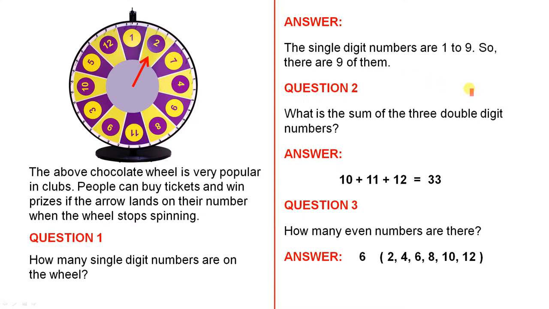Question 2. What is the sum of the 3 double-digit numbers? Now the wheel only goes up to 12. In other words, the double-digit numbers are 10, 11 and 12. So when you add those up, you get 33. Question 3. How many even numbers are there? Well, if the numbers go from 1 to 12, the even numbers are 2, 4, 6, 8, 10, 12, so there are 6 of them.